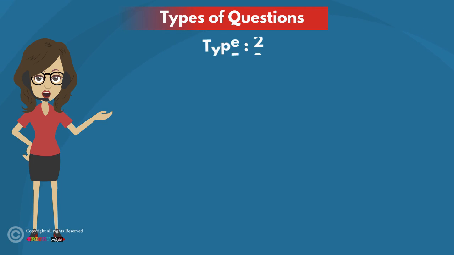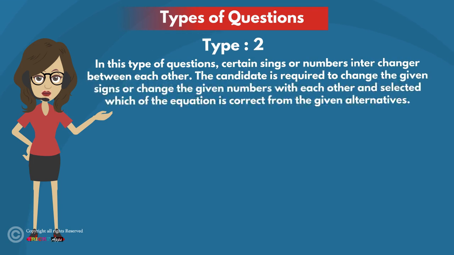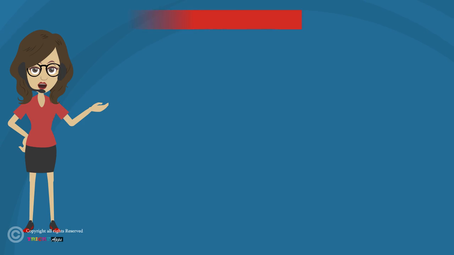Now, let us see the second type of questions. In this type of questions, certain signs or numbers interchange between each other. The candidate is required to change the given signs or change the given numbers with each other and select which of the equation is correct from the given alternatives. Now let us see some examples.